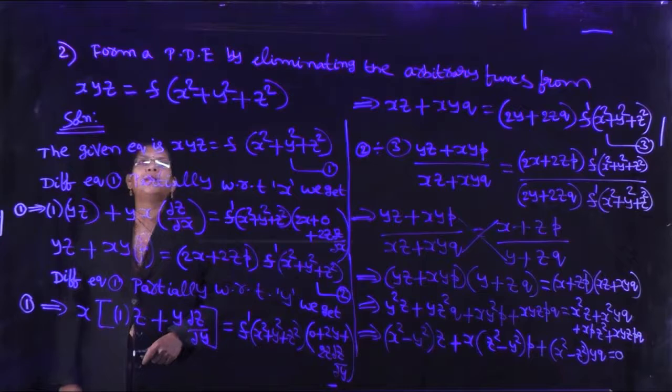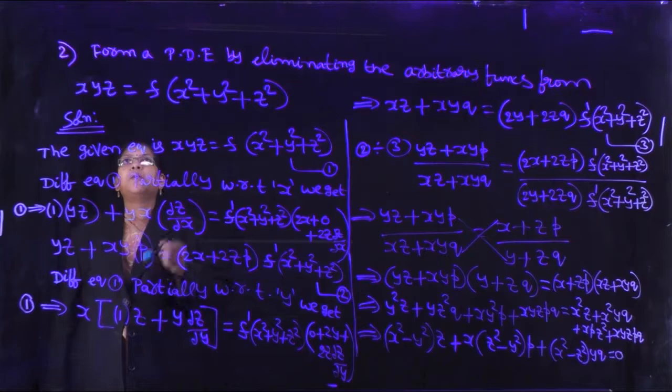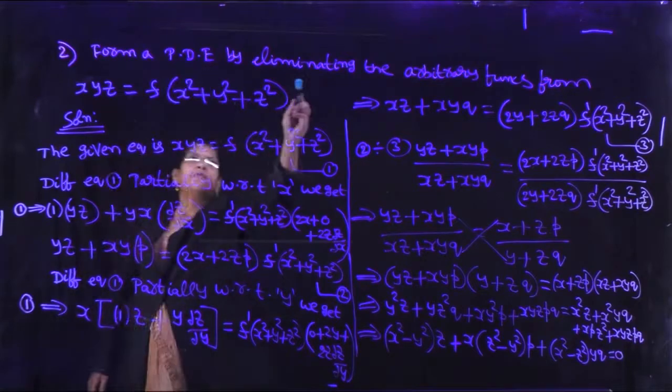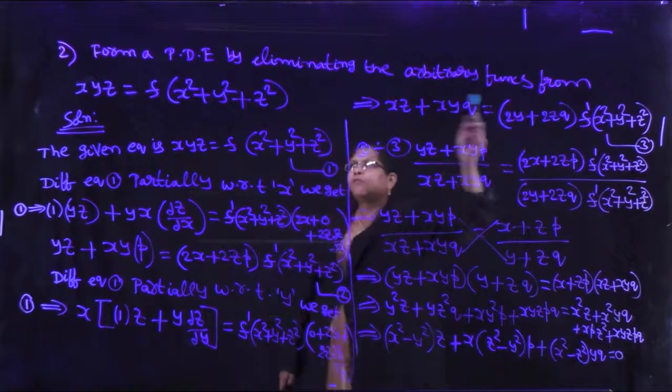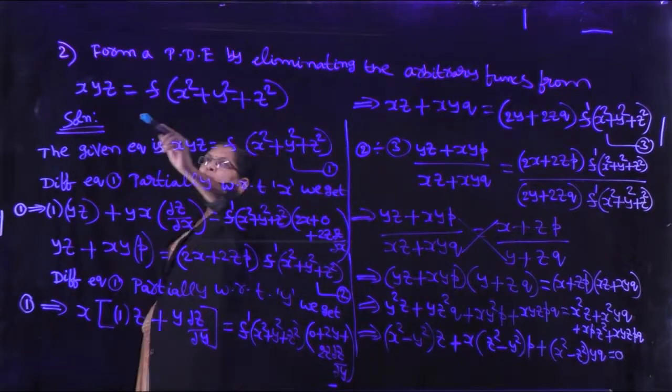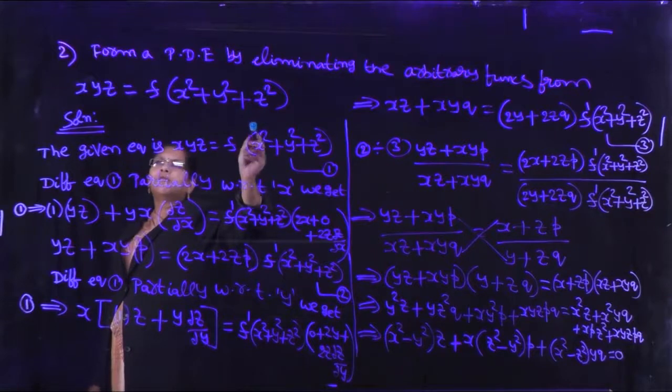In last class, we solved a problem under elimination of arbitrary function. Now we are going to solve one more problem using the elimination of arbitrary functions method. What is the problem? Form a partial differential equation by eliminating the arbitrary function from xyz = f(x² + y² + z²).